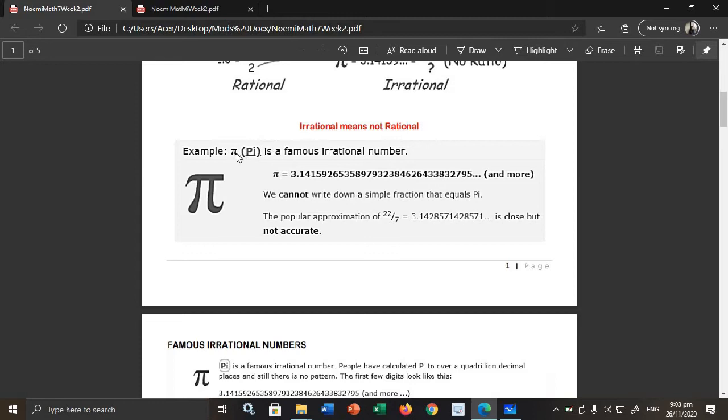So this is an example of an irrational number. As you can see, this symbol looks familiar, right? When you get the circumference of a circle or the area of a circle, you will see this symbol. This symbol is called pi. And then pi has an equivalent value, right? Which is this. So that is the value of pi.